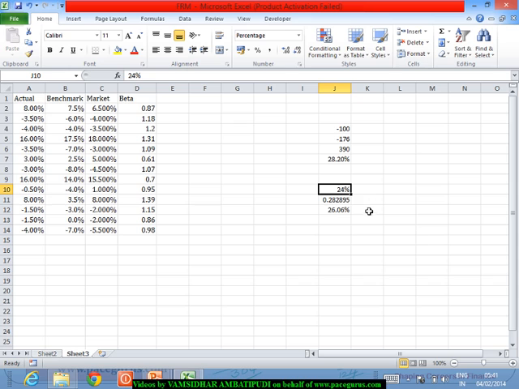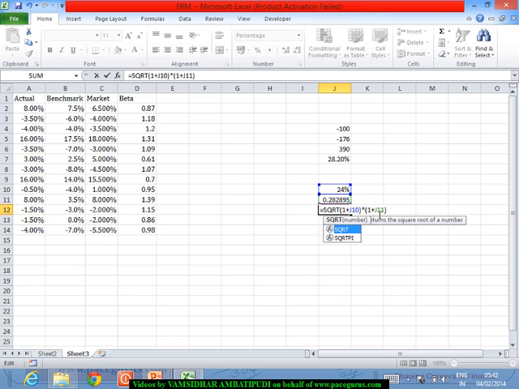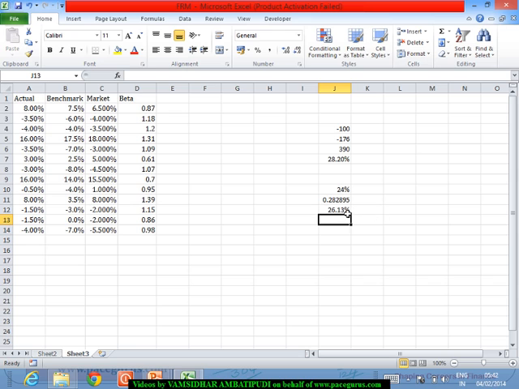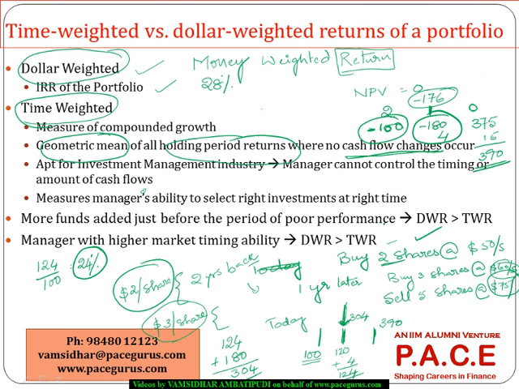In fact, the better way to position this time weighted rate of return is 1 plus this multiplied by 1 plus this. Put this entire thing under square root. Make all the returns 1 plus. Find the square root there, then subtract 1. So actually the better number is 26.13 rather than 26.06. So this is the time weighted rate of return.